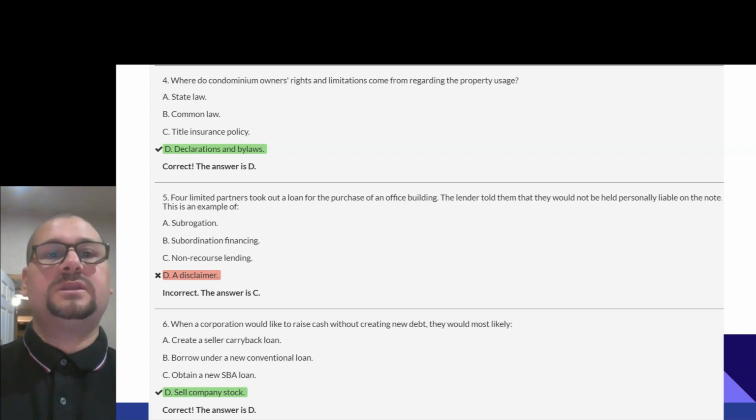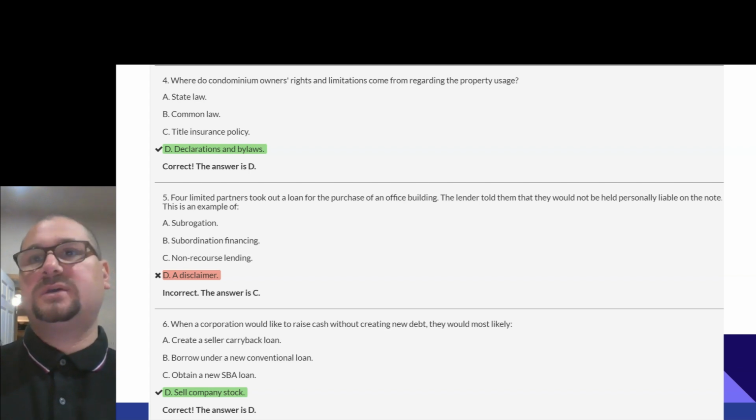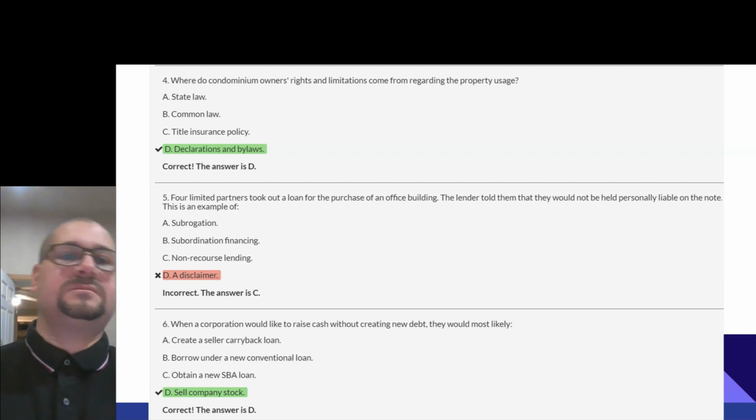Where do condominium owners' rights and limitations come from regarding the property usage? Declaration and bylaws. It comes from the declaration and bylaws, D. So we talked about this. Condos, HOAs, right? They have bylaws. That's where the rules are. HOAs have a step further, which is the CC&Rs. Condos, mainly the bylaws. So state law, no. Common law, no. Title insurance policy, no.